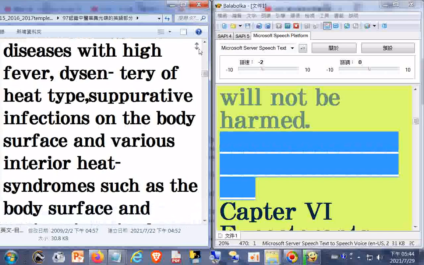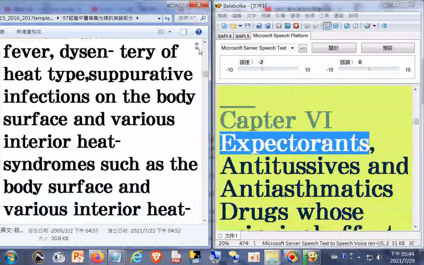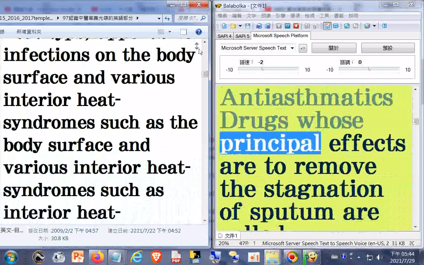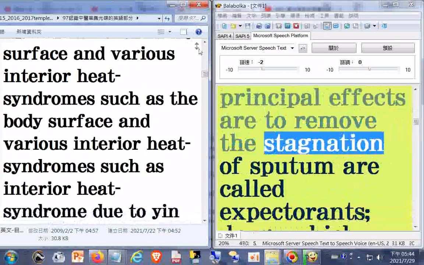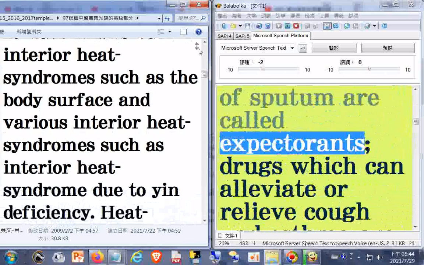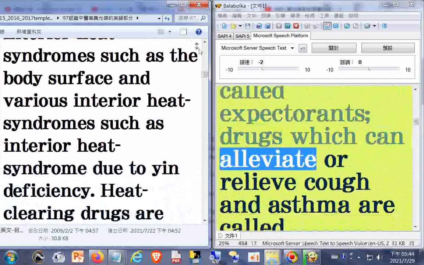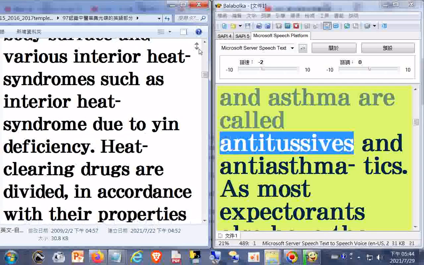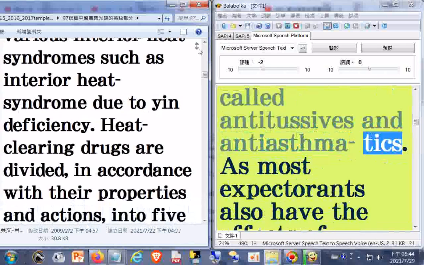Chapter 6: Expectorants, antitussives and antiasthmatics. Drugs whose principal effects are to remove the stagnation of sputum are called expectorants. Drugs which can alleviate or relieve cough and asthma are called antitussives and antiasthmatics.